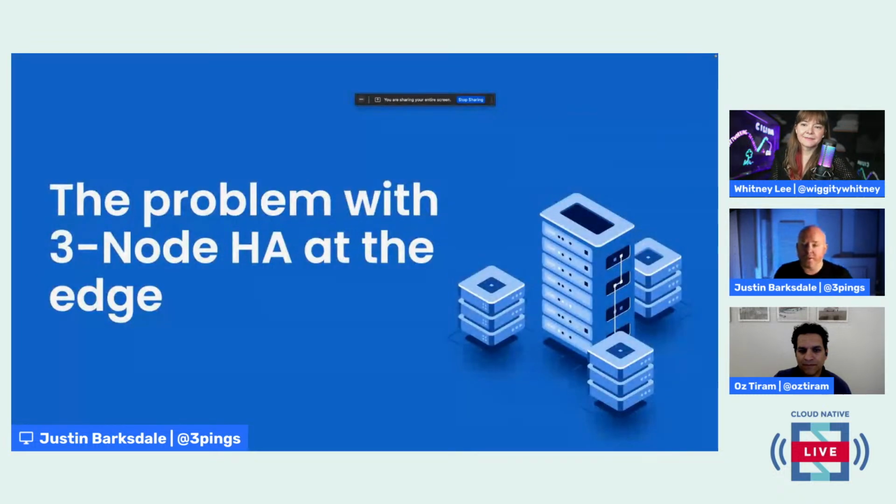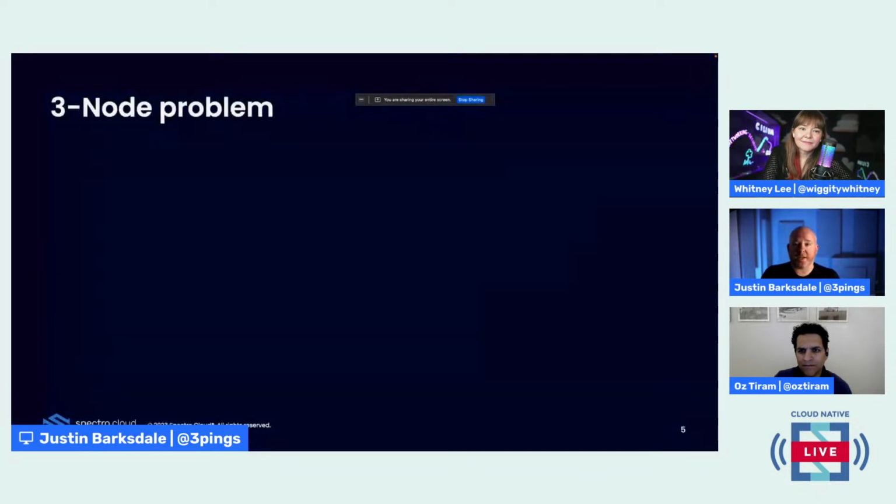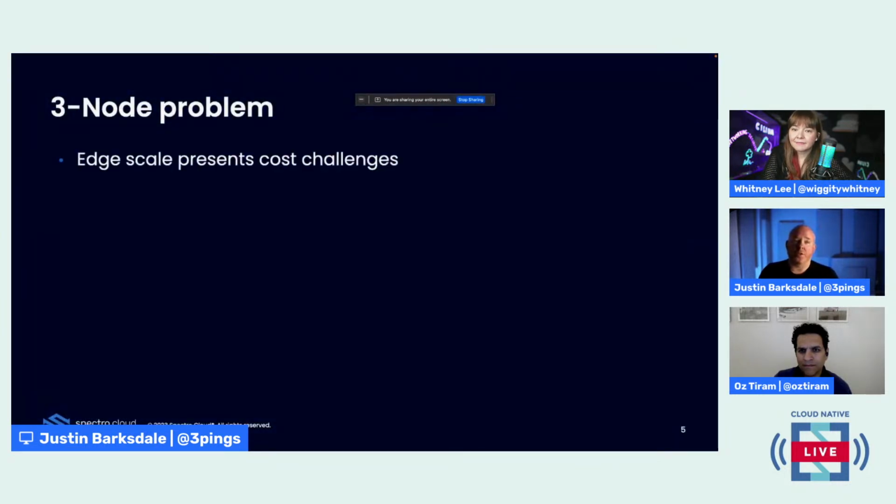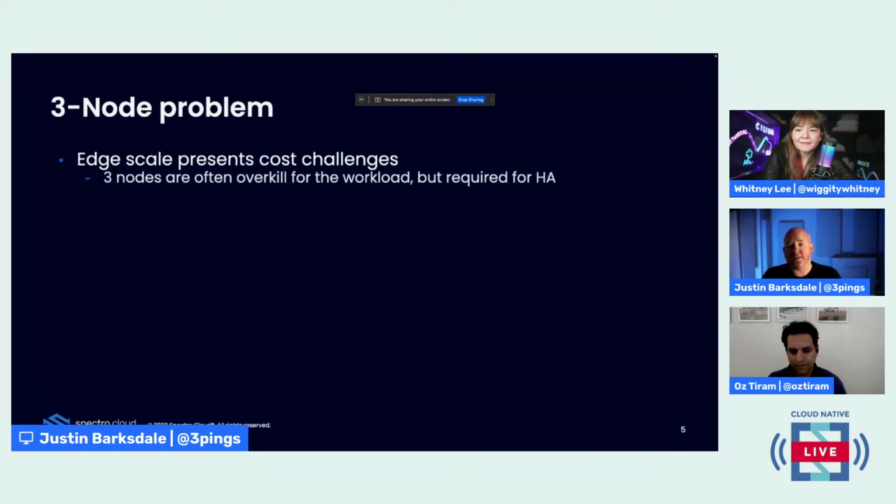So, what's the problem with three nodes at the edge? We've been running three nodes or more Kubernetes for quite some time. What are the challenges that we see at the edge and why is this important? I think the first thing is to talk about the scale. Edge scale is much, much more massive than what we see in data centers or in clouds. And a lot of this drives around cost. The number of nodes I have at the edge drives up cost for me to do certain things at that particular location. And oftentimes three nodes becomes overkill for what the workloads require.